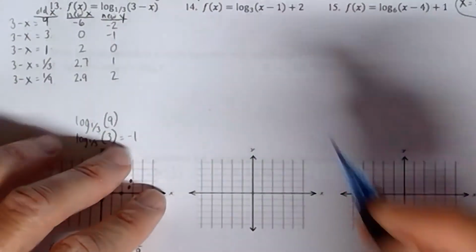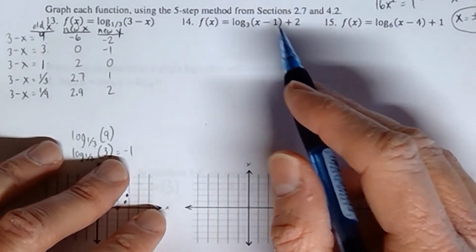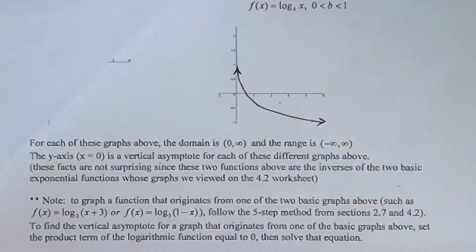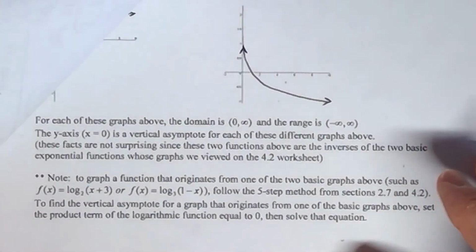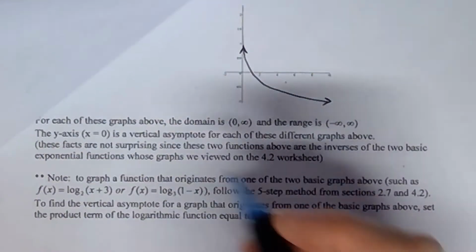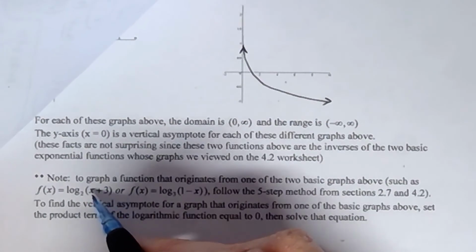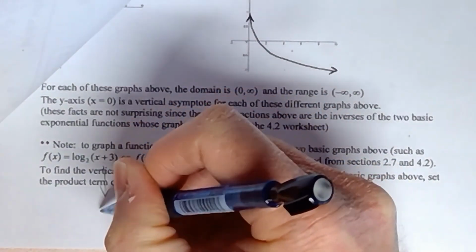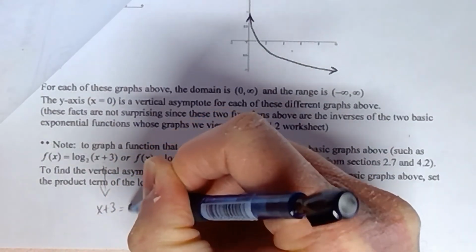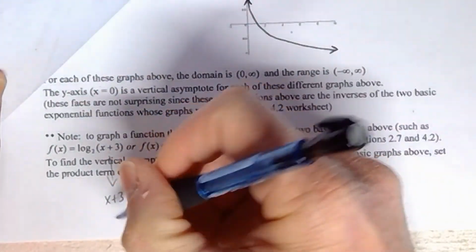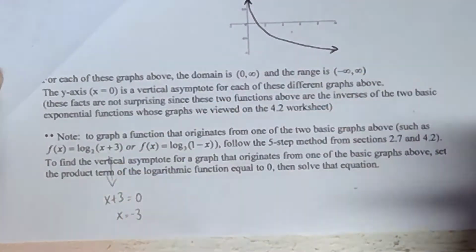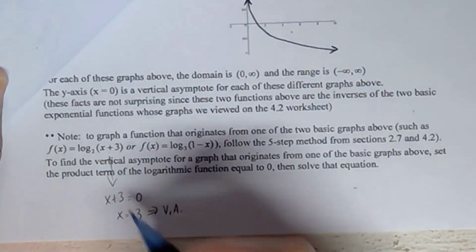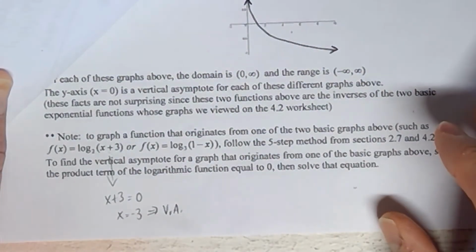You don't just look at the end of the graph, okay? Not like last time when we did that in 4.2. In 4.3, it's totally different. What you do is you take the product term and you set it equal to 0. So, for example, if this was your problem right here, then you would set the x plus 3 equal to 0, and then you'd solve that equation, and that would become your vertical asymptote. Now, that's not the problem we're doing right now, but that's just an example.